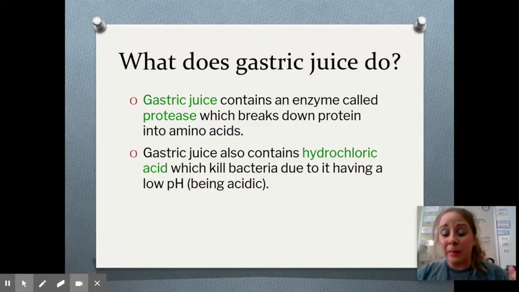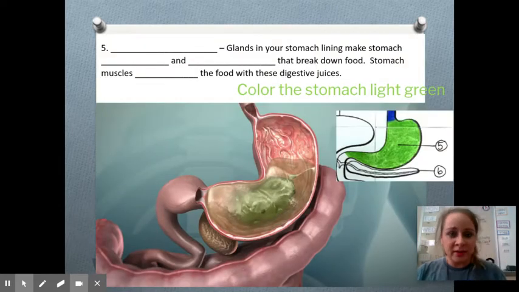It is very acidic, and it kills all the bacteria that could be on your food or might have gotten off your hands into your mouth. But it's still good to make sure that you cook your food long enough and you wash your hands before you eat. Okay, so this is where you write.